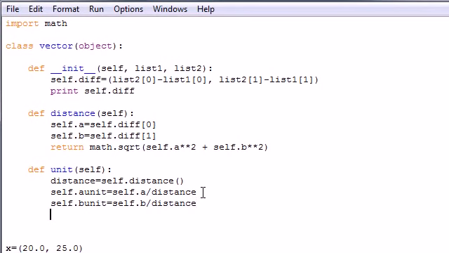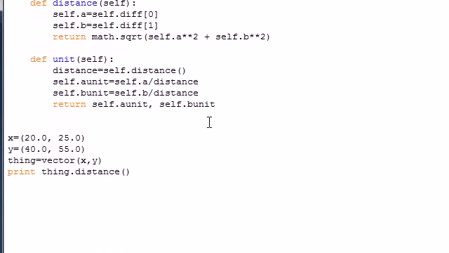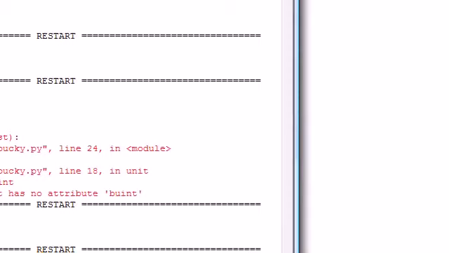And now all we need to do is return something, because every function needs to return something or else it's useless, unless it prints something out, but that's another story for another day. So return self A unit and self B unit, make sure I spell it right. Looks good. So now that we returned it, all we need to do is print it out. So let's go over here and print thing unit, and this should work. Hopefully it does. Cross your fingers. And let's go ahead and save this.